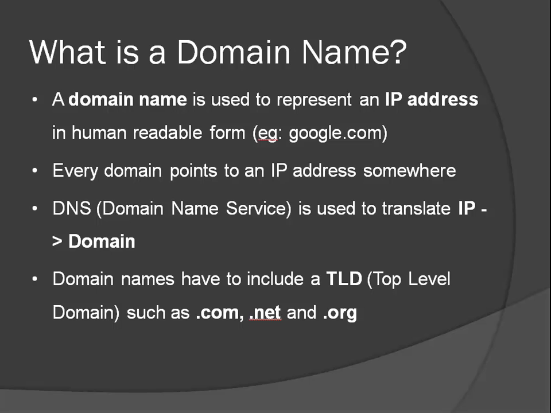So now, what's a domain name? A domain name is used to represent an IP address in human readable form, such as google.com. Every domain points to an IP address somewhere, and what's used to translate an IP to a domain name is called the DNS, or the Domain Name Service. That's what's responsible for translating IPs. Domain names have to include a top-level domain, .com, .net, .org, or one of the many others.